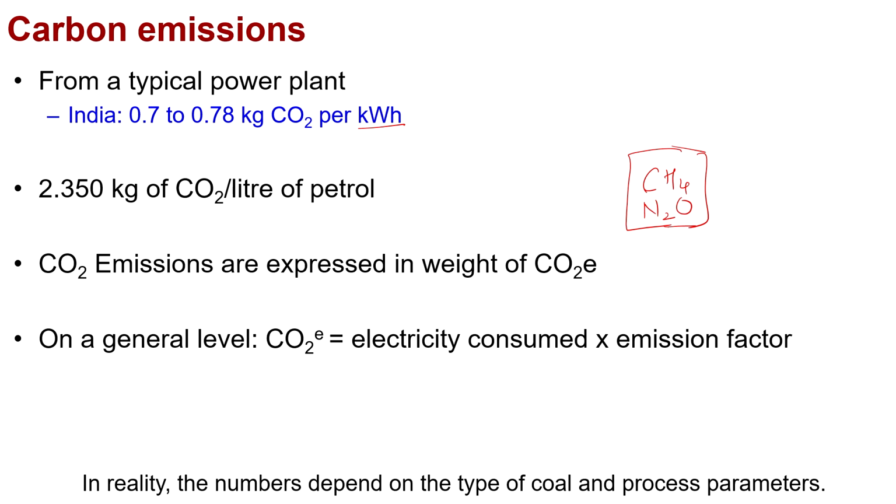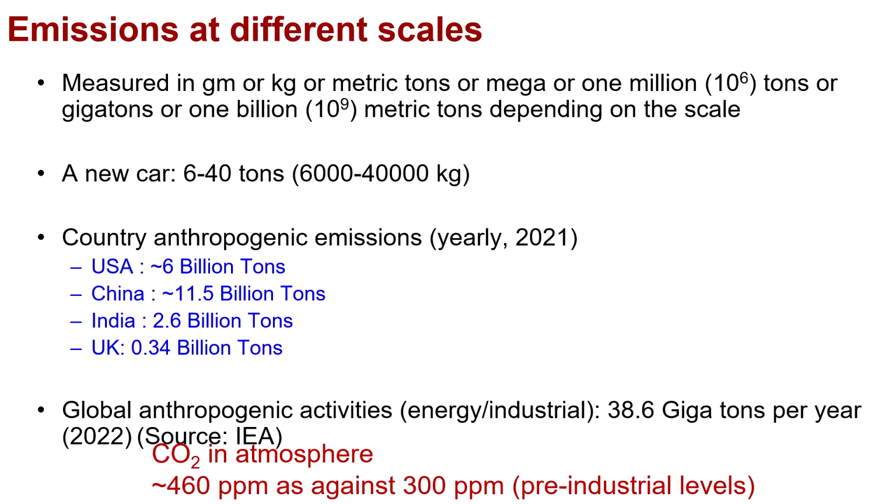And in reality, these numbers will vary, they will depend upon the type of coal we use and type of process parameter, but these numbers are just to give you a context of how much carbon dioxide we produce approximately when we use electricity or when we use petrol.